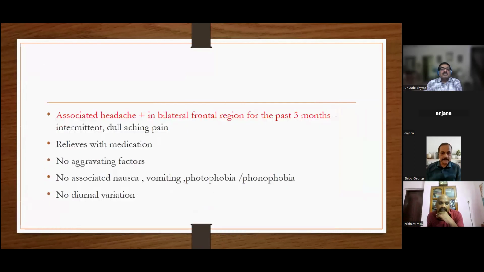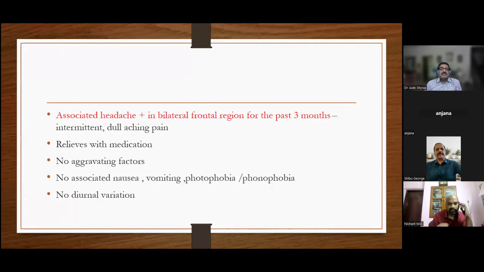He had associated headache on bilateral frontal region for the past 3 months, intermittent dull aching pain, which relieves with medication. There was no aggravating factors, no associated nausea, vomiting, photophobia or phonophobia. There was no diurnal variation in headache.